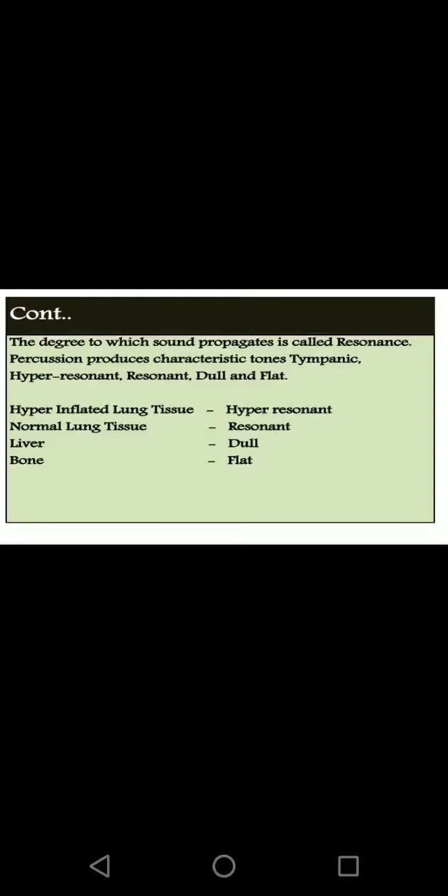Percussion produces characteristic tones: tympanic, hyperresonant, resonant, dull, and flat sound. Hyperinflated lung tissue gives a hyperresonant sound. In normal lung tissue, there is a resonant sound. For the liver, a dull sound is normal, and for bone, a flat sound is normal. This is the method of percussion: striking your finger over your other finger and tapping that organ.